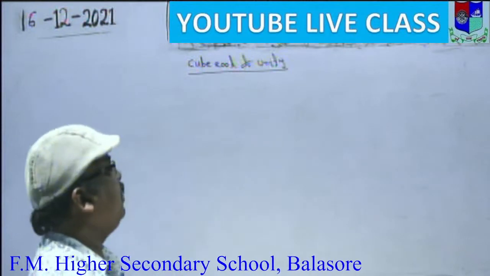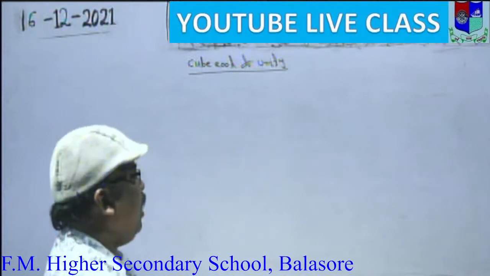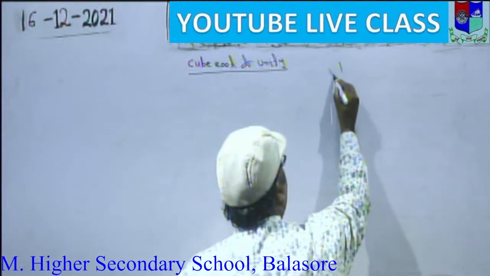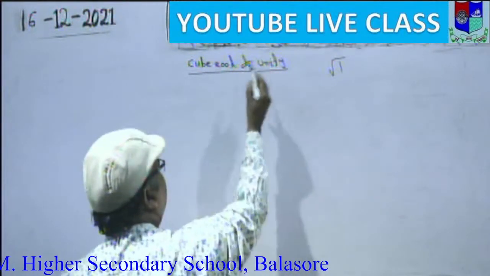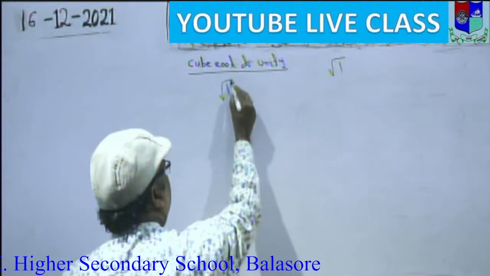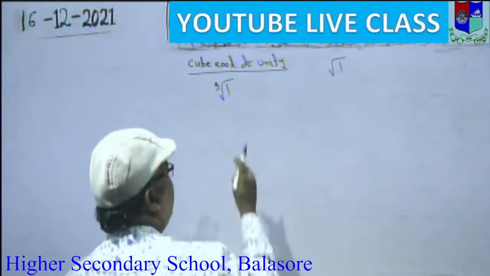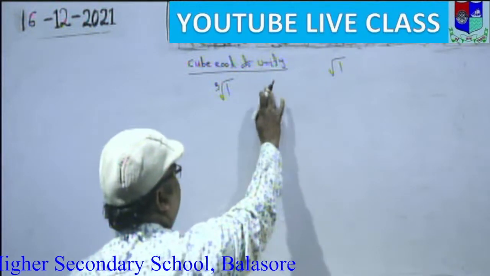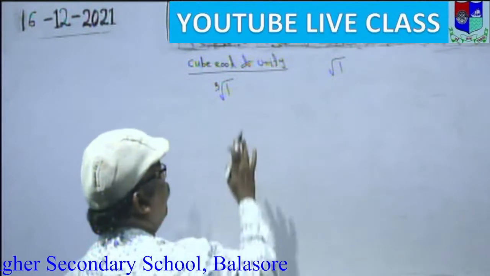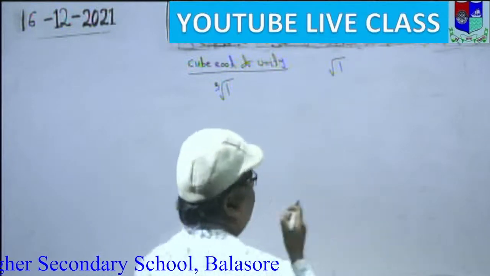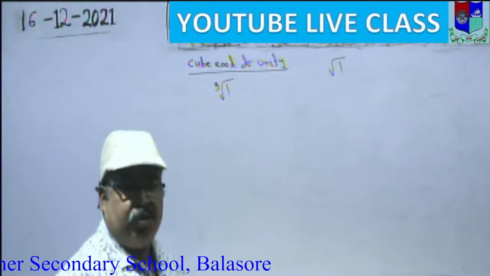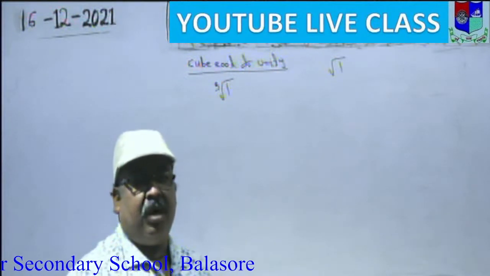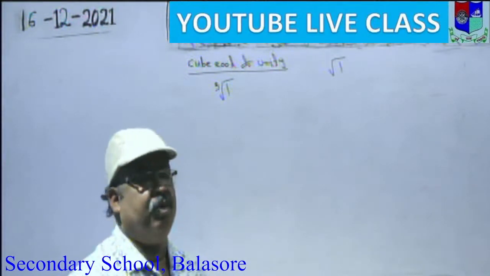Before going to this cube root of unity, now I want to say square root of 1. How can we find square root of 1? We want to find this cube root of unity, that is, there are 3 roots. Before going to this, we know square root of 1 is plus or minus 1. But how can we find this plus or minus 1?